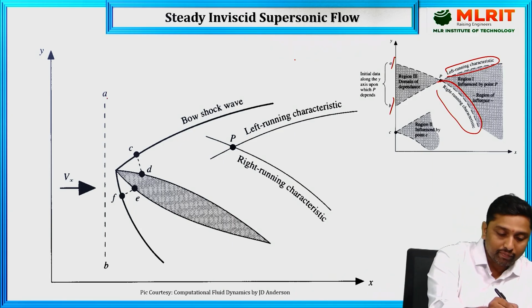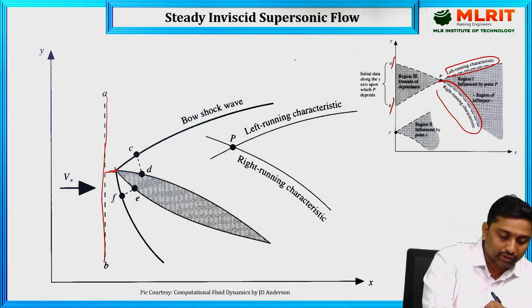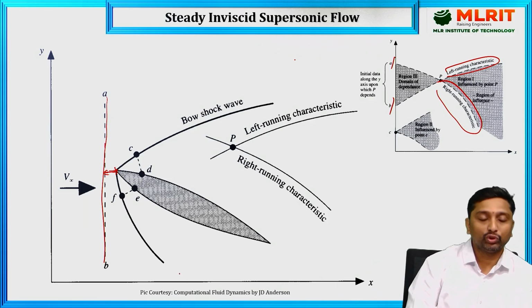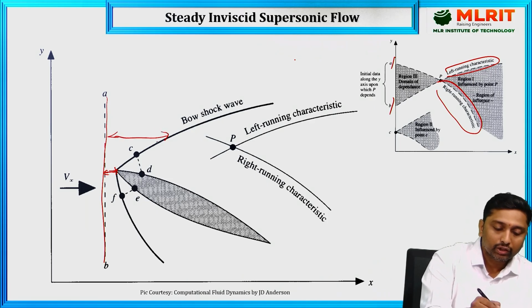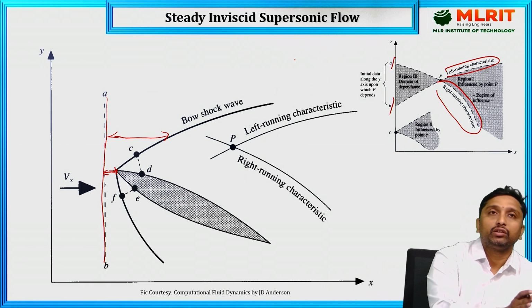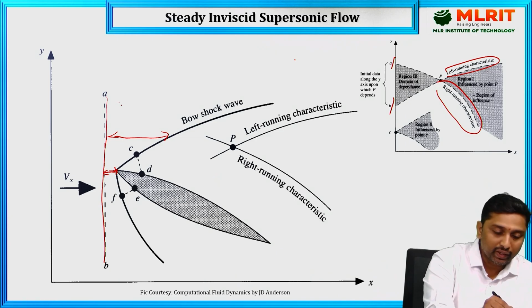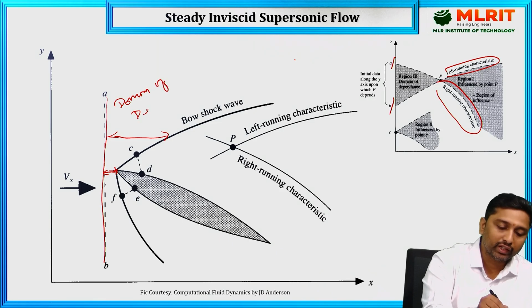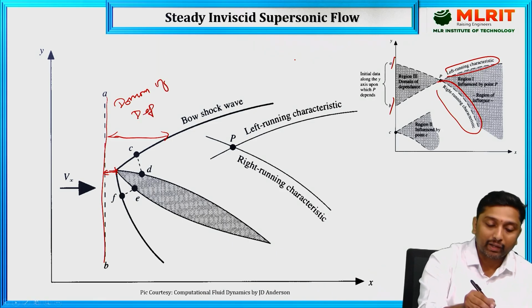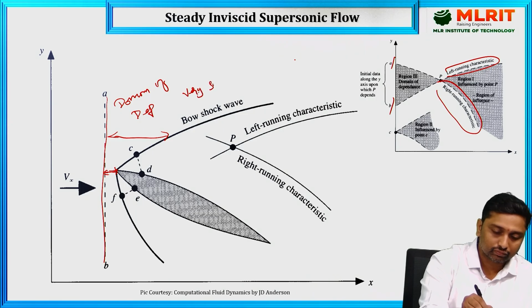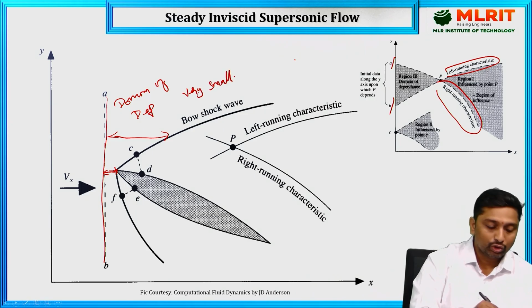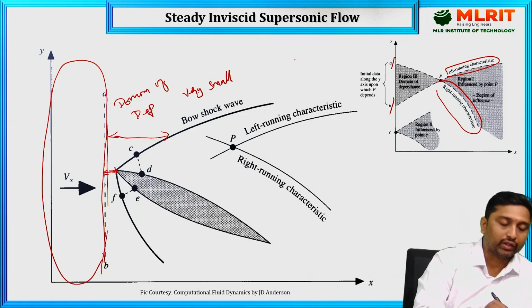If you see, the initial data line is very close to the object, and most importantly, the shock wave separates the initial data from the flow which is influenced, that is, the region of influence. So your domain of dependence for this kind of problem can be very small, very small, so reducing your computational effort.